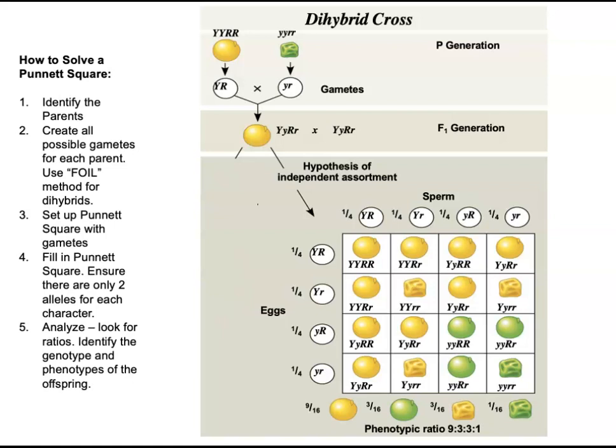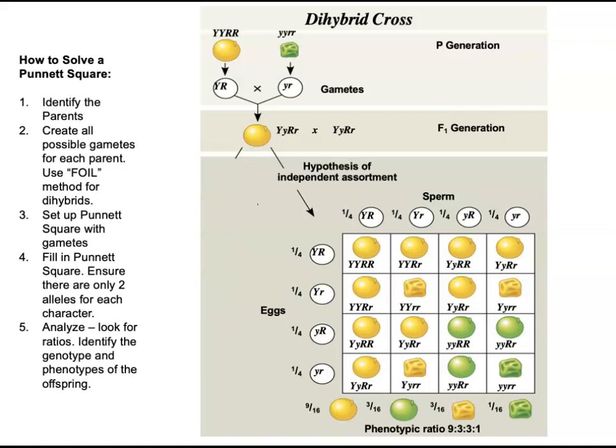Step 1 is to identify the parents. Let's look at the homozygous dominant individual, big Y, big R. This individual exhibits the dominant phenotypes for both traits, yellow and smooth. The other individual is the homozygous recessive, little y, little r. This individual exhibits the recessive phenotypes for both traits, green and wrinkled.